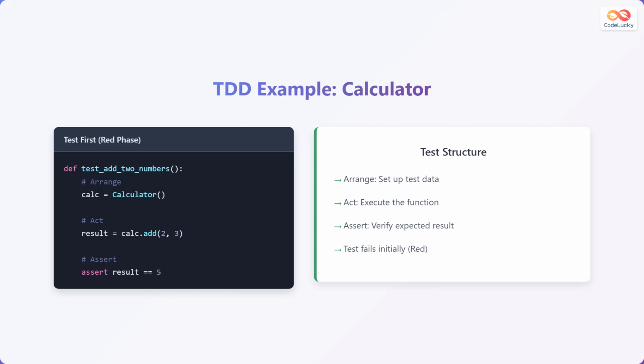Initially, this test will fail because the calculator class and add method don't exist yet. This is the red phase of TDD. The failing test guides you to write exactly the code needed to make it pass, ensuring you don't over-engineer solutions.